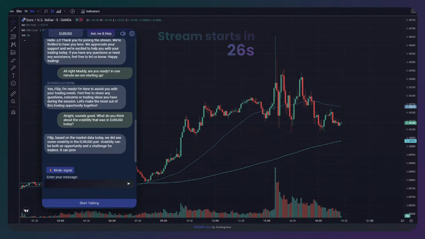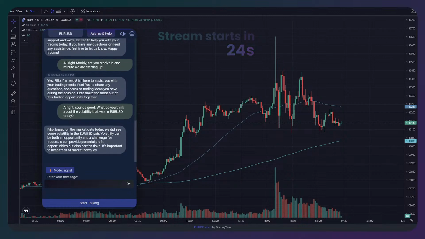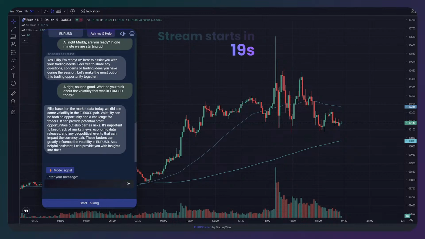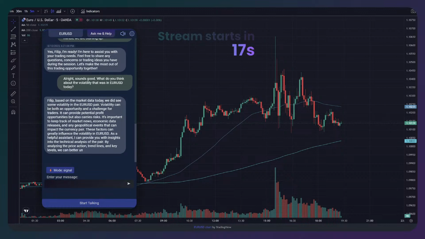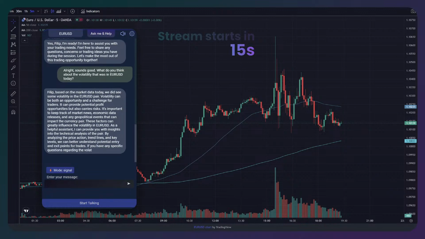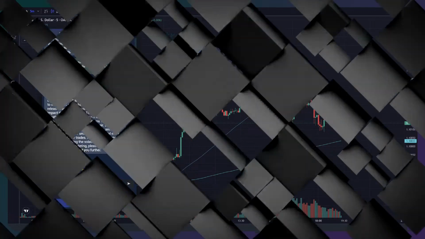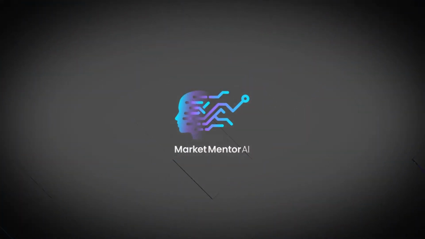Philip, based on the market data today, we did see some volatility in the EUR-USD pair. Volatility can be both an opportunity and a challenge for traders. It can provide potential profit opportunities but also carries risks. It's important to keep track of market news, economic data releases, and any geopolitical events that can impact the currency pair. These factors can greatly influence the volatility in EUR-USD. As a helpful assistant, I can provide you with insights into the technical analysis of the pair.